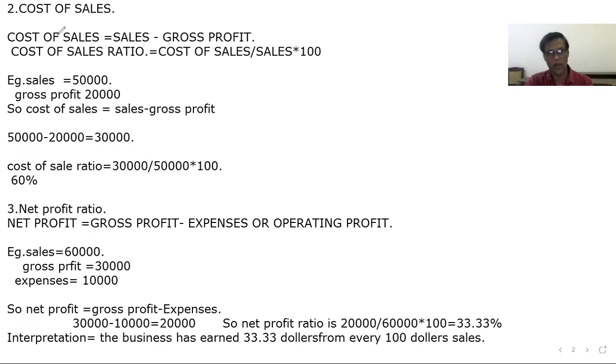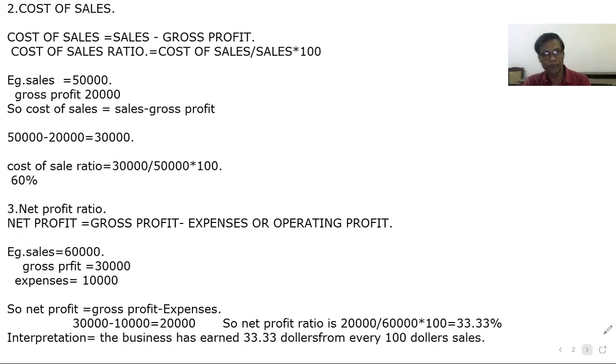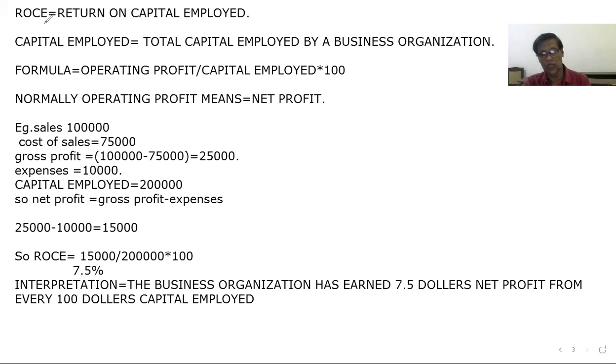Okay, my dear friend, now I told so far cost of sales ratio, gross profit ratio, net profit ratio. Now what are these ratios? These are profitability ratios. One more ratio I have to discuss. That is ROCE, return on capital employed.